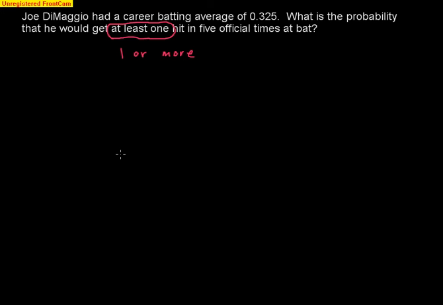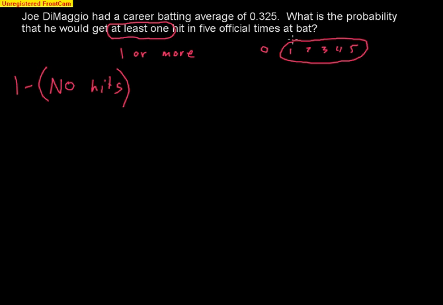Now, I'm going to teach you a little bit of a shortcut that you can do under certain circumstances. Notice I said he gets 1 hit, 2 hits, 3 hits, 4 hits, or 5 hits. The only option I didn't mention is no hits. So if I do 1 minus the probability of no hits, I will get everything else, because in this case there's only 6 options. No hits, 1 hit, 2 hits, 3 hits, 4 hits, 5 hits. They're asking me to find the probability of at least 1, meaning 1 or more. So if I just get rid of no hits, I'll have my answer.